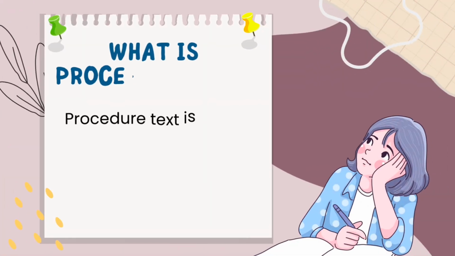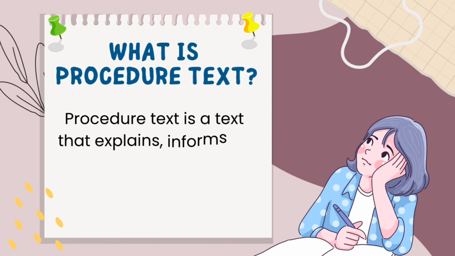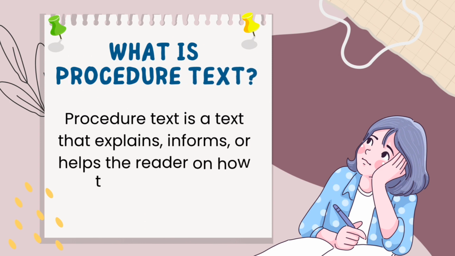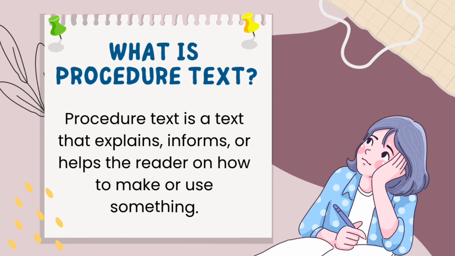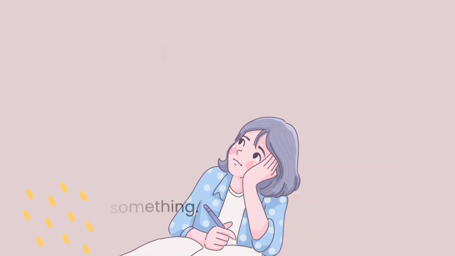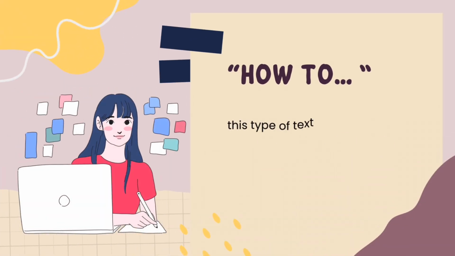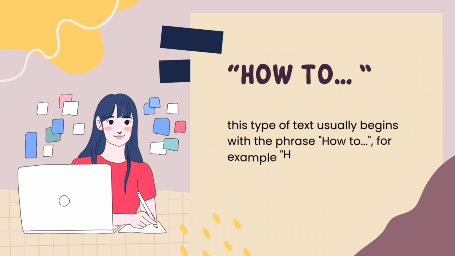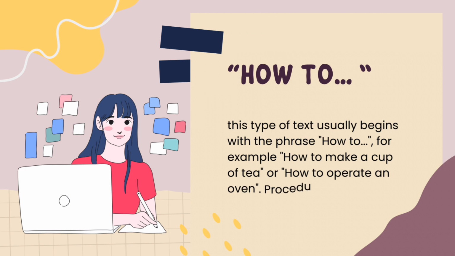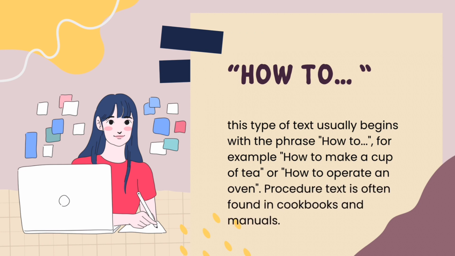Alright, what is procedure text? Procedure text is a text that explains, informs, or helps the reader on how to make or use something. This type of text usually begins with the phrase how to. For example, how to make a cup of tea or how to operate an oven. Procedure text is often found in cookbooks or manuals.